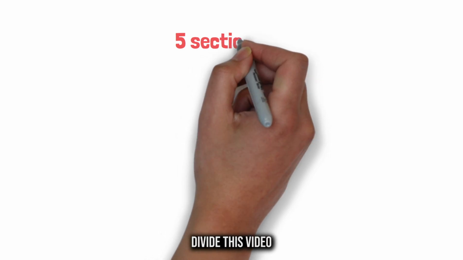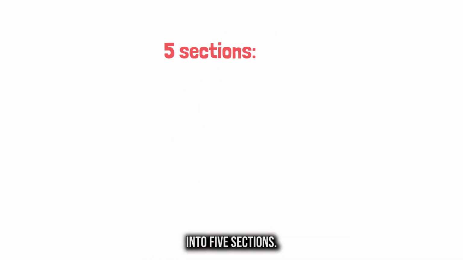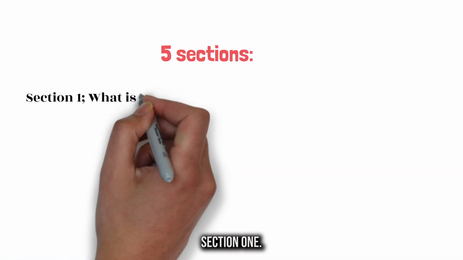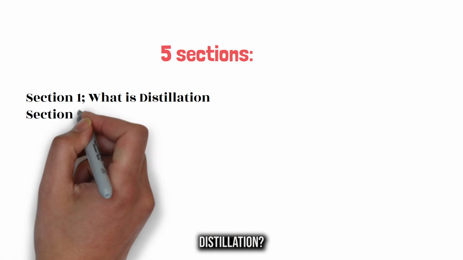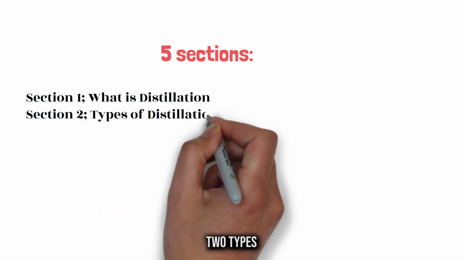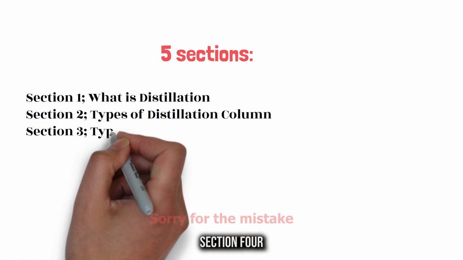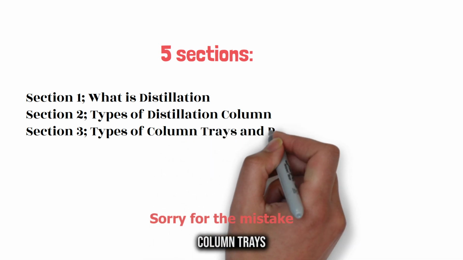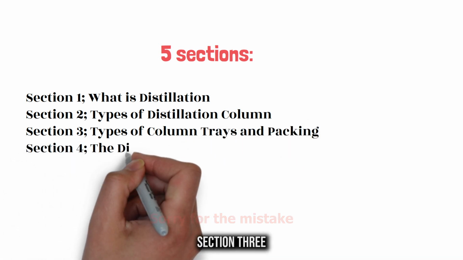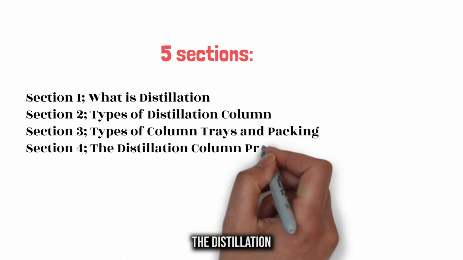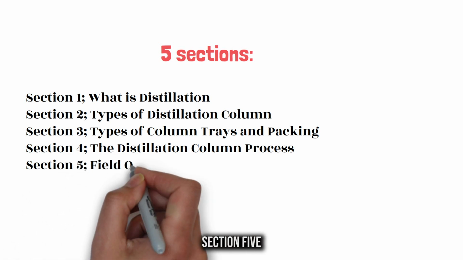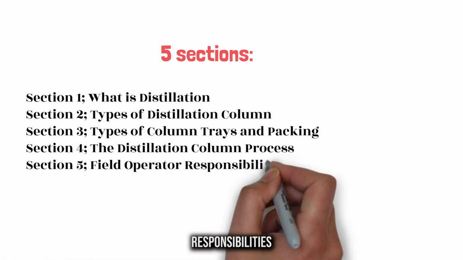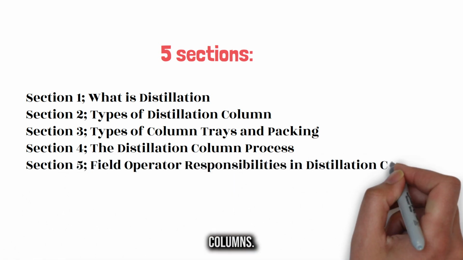Let's get started. Now, we have to divide this video into 5 sections. Section 1. What is distillation? Section 2. Types of distillation columns. Section 4. Types of column trays and packing. Section 3. The distillation column process. Section 5. Field operator responsibilities in distillation columns.